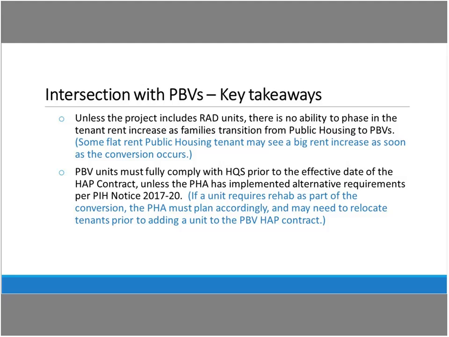So unless the project includes RAD units, there is no ability to phase in the tenant increase. So if there is a household living in a traditional public housing unit now, and you want to shift them to a project which you preserve through a project Section 18 approval and then a presumptive HAP agreement funded with tenant protection vouchers, their new rent is set based upon PBV rules, and it begins immediately.